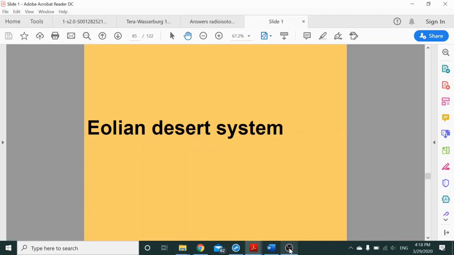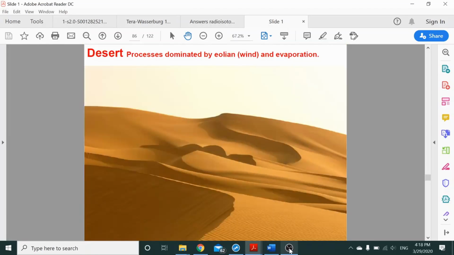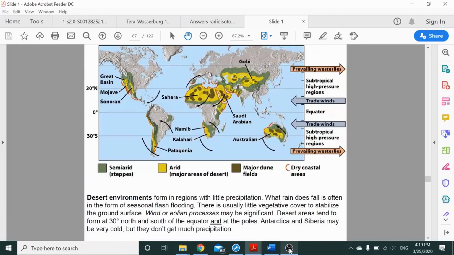Today we are gonna talk about the Eolian desert system. Here, Eolian means wind, and in the desert, the dominant depositional process is Eolian deposition. And again, the evaporation process is very strong because the precipitation in desert areas is really low. So, how do deserts form?